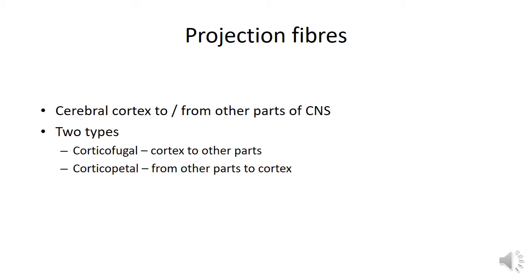The corticofugal are fibers running away from the cortex towards the other parts of CNS, and corticopetal are fibers coming into the cortex from other parts of CNS. In physics, you must have learned centrifugal and centripetal force. Centrifugal force is directed outwards, and the centripetal force is directed inwards. The same way, corticofugal fibers run away from the cortex to other parts, and corticopetal fibers run from other parts towards the cortex.